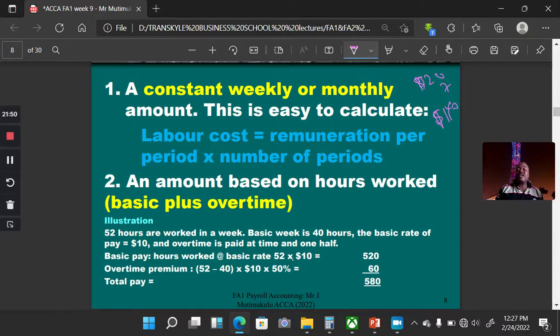So if this guy works 52 hours, then he's entitled to a basic pay of $520 plus the overtime, and the overtime, like we said, is 1.5. What that simply means is a time and a half. This one is the time, the actual time, the basic hour. But the half is what is called the overtime.